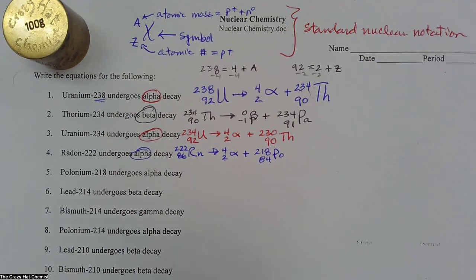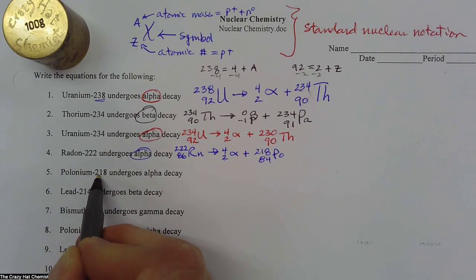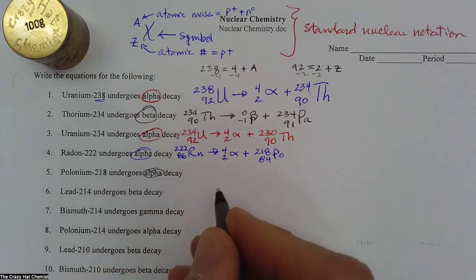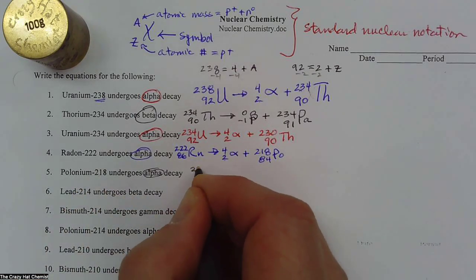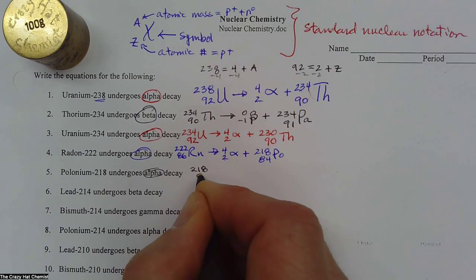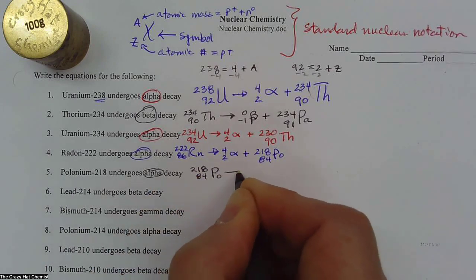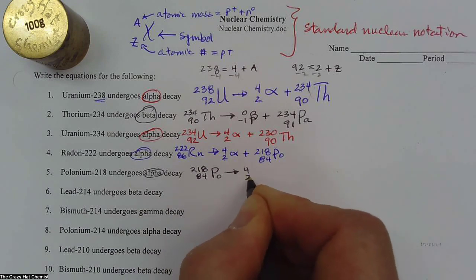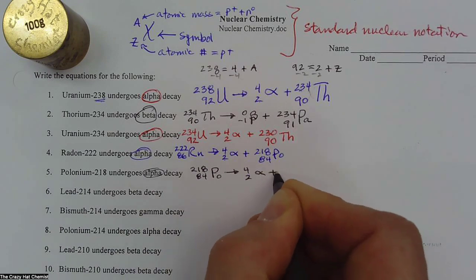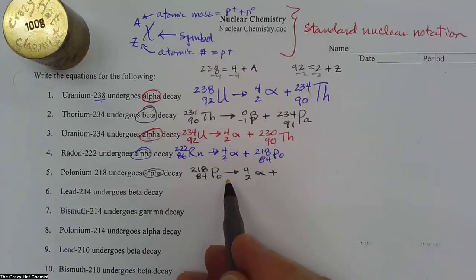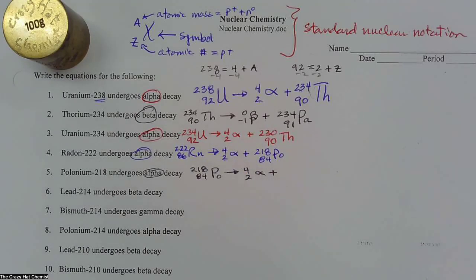Our next one is polonium 218 undergoes alpha decay. So I'm going to have polonium 218. We just figured out what polonium was. That's 218. That's 84. And that's PO. It's going to undergo alpha decay. That's a 4. That's a 2. That's like the fish. And it's 218 is equal to 4 plus what number? I'm going to subtract 4 on both sides.